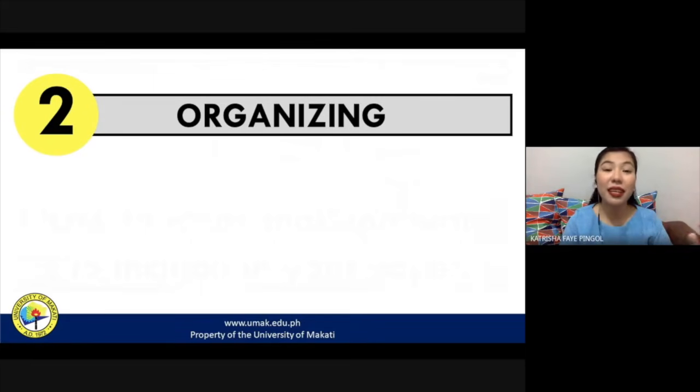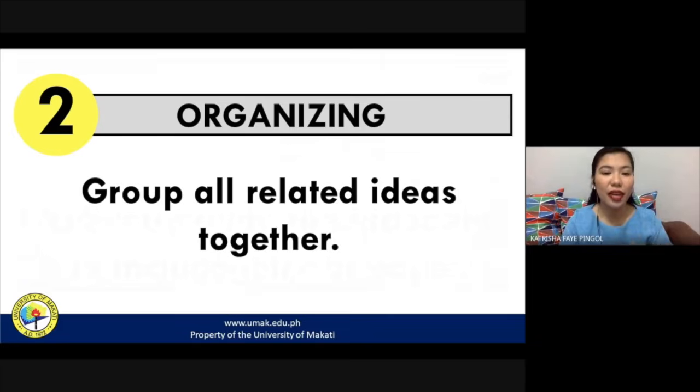By organizing, we mean systematic arrangement of those ideas. Okay, now how do we do that? All of the ideas that you have listed down, you need to find their connection. So look at all of those ideas and try to see which among those ideas are related or connected to one another. Establish relationship among all those ideas that you have collected.